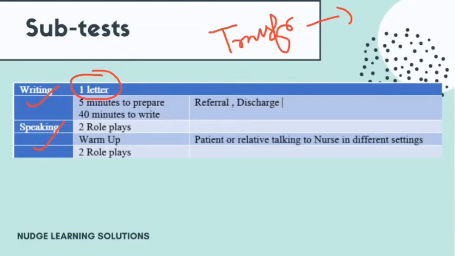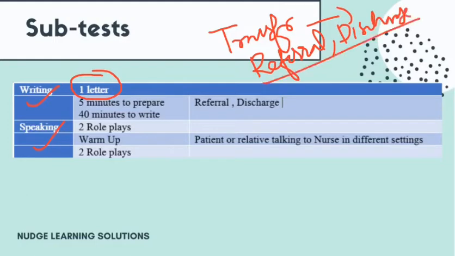So mostly we will be writing referral letters or discharge letters or transfer letters. Such different types of letters are there. We have to write one letter as a response to the question that is asked in the writing exam. We need to write a letter of around 180 to 200 words within a time period of 40 minutes. So that is about the writing test.